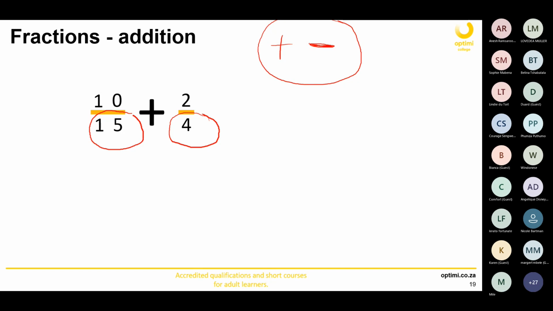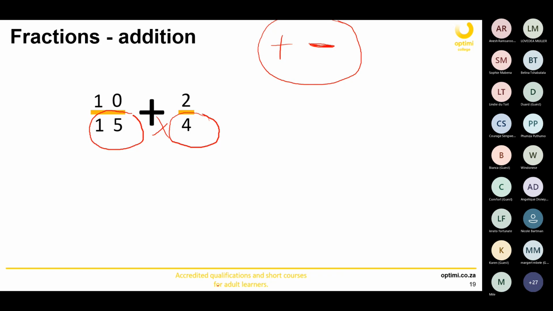Okay, now you can find, and your textbook will talk about finding the smallest common denominator. And you can now say, okay, what can I do with 15 and with 4 so that I find the smallest common denominator? That can work when you have 6 and 4, or when you have 2 and 4, or when you have 3 and 9, because it's easy to find the smallest common denominator. But 15 and 4, it's a little bit more difficult. So what I do to find a common denominator is I simply multiply the 2 by each other.